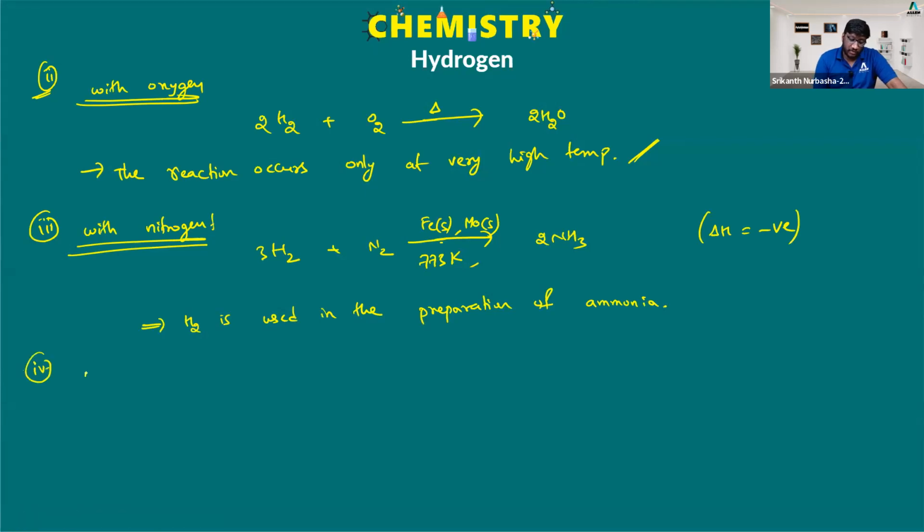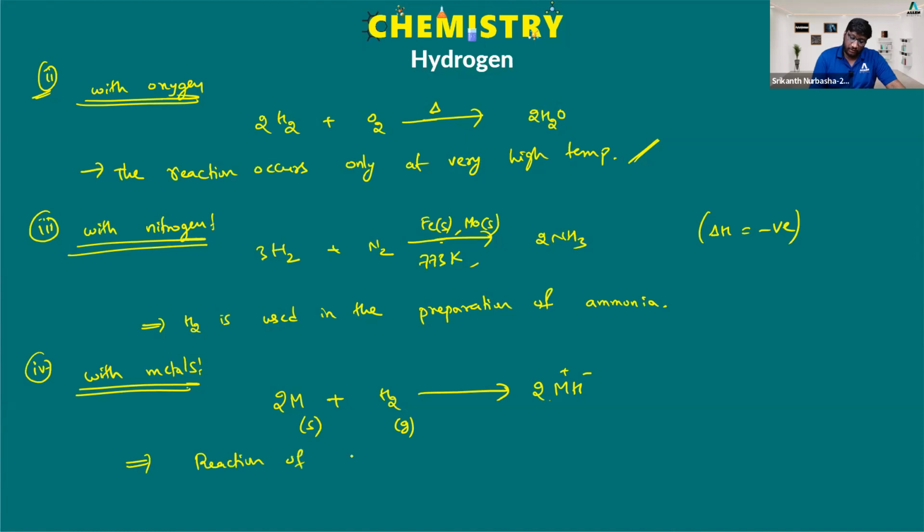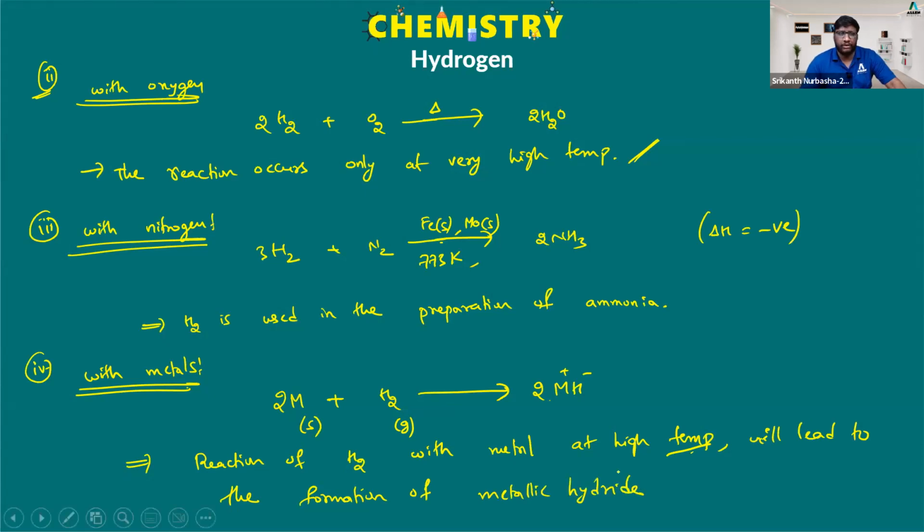Next reaction we can think of is with metals. With the metals, what kind of reaction can we have? H2 reacts with metals to form respective metallic hydrides, like 2 metal plus H2 forming 2MH. Solid metal and H2 gas will form 2MH. Reaction of hydrogen with metals at a high temperature will lead to the formation of metallic hydrides. And if we take 1A and 2A, like s-block elements, then you will get ionic or salt-like hydrides.